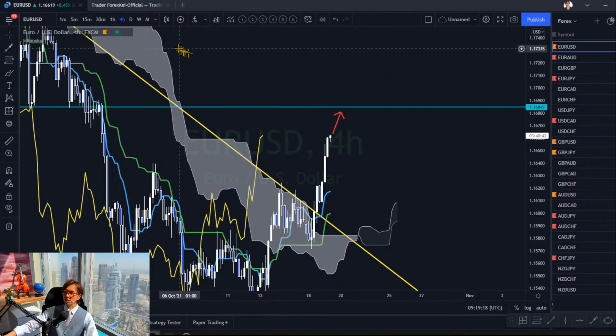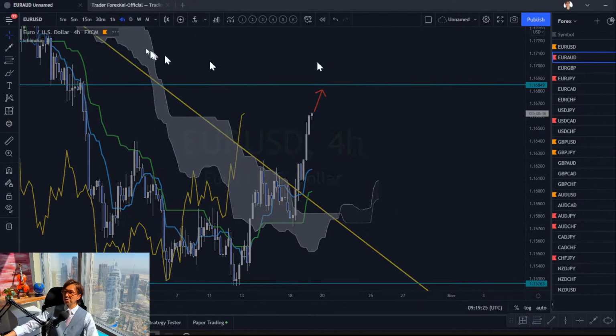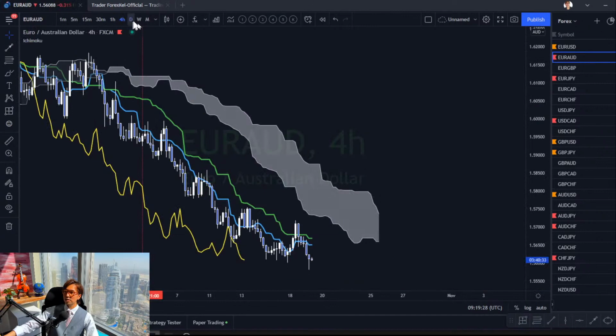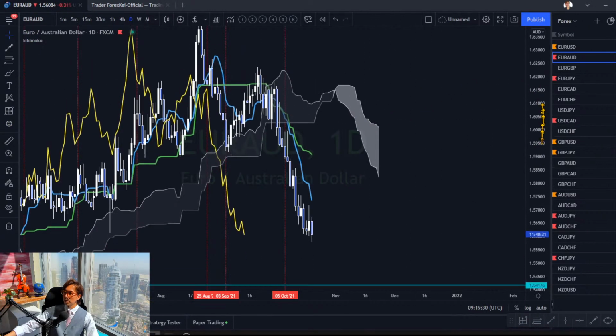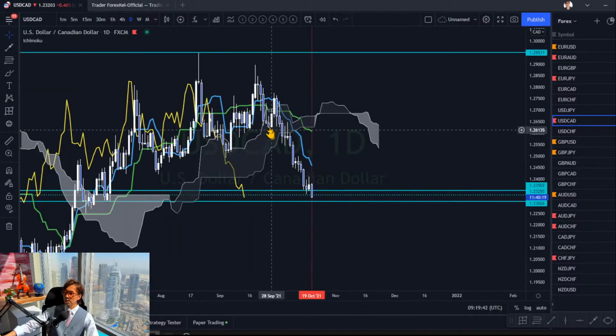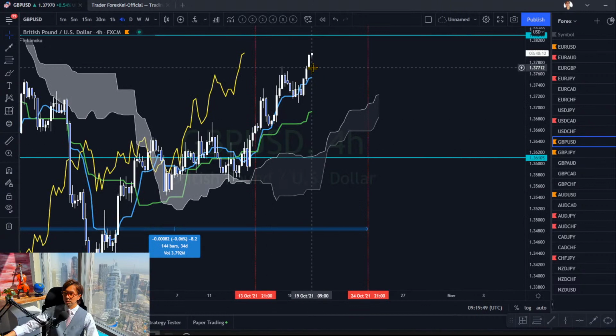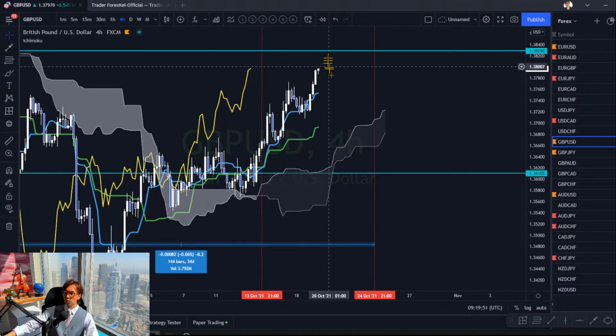So far, I do see the trending pairs as EURAUD is uptrending in the forward chart, and also EURAUD to be downtrending in the daily chart. And also AUDJPY to be uptrending as per daily chart. But the Kumo's too thin, so I don't feel positive, but this is uptrending. And also USDCAD is downtrending in the daily chart and also the forward chart. And pound dollar is uptrending. It just broke the resistance and now it's going up.